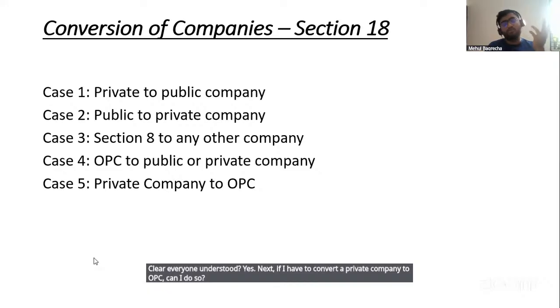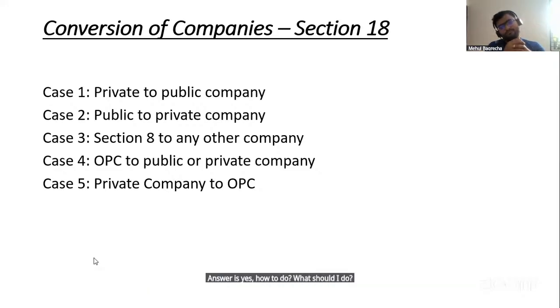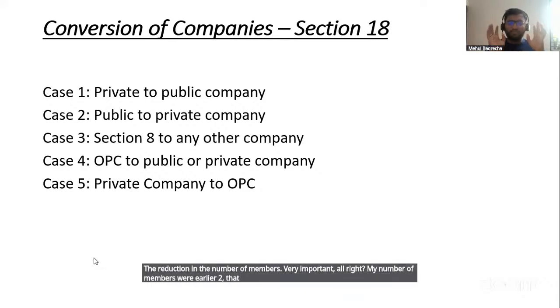Next, if I have to convert a private company to OPC, can I do so? Answer is yes. How to do? What should I do? Add the nominee to the AOA. All right, I'll take the toughest one. Next. What else should I do? Reduction in the number of members. Reduction in the number of members. Very important. All right. My number of members were earlier 2. That gets reduced to 1. Are you understanding, everyone? Yes.